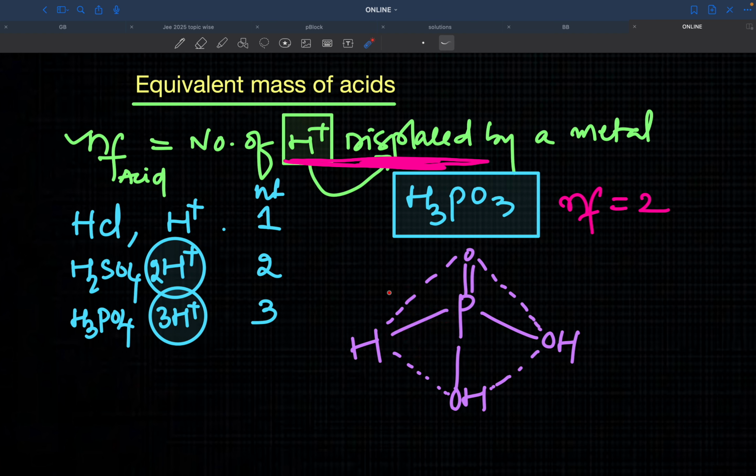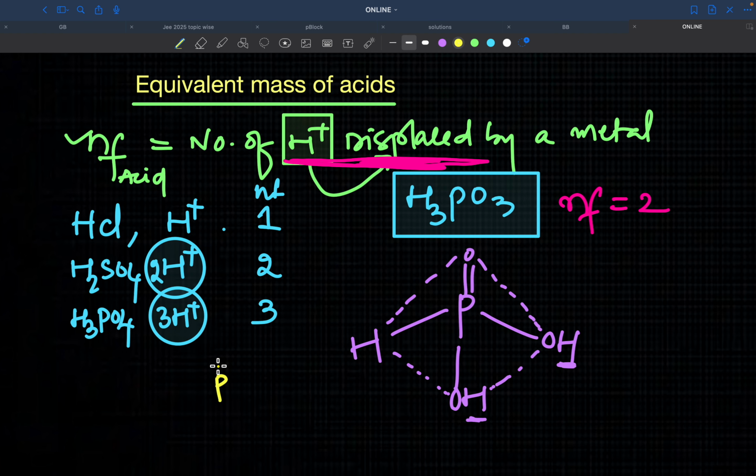So although it has 3 hydrogens, only these 2 hydrogens are displaceable. This hydrogen can be displaceable, this hydrogen can be displaceable. This hydrogen is not at all displaceable due to the direct bond. This bond gives you the reducing property. Due to this bond, it acts like a reducing agent. Right? Understood now?